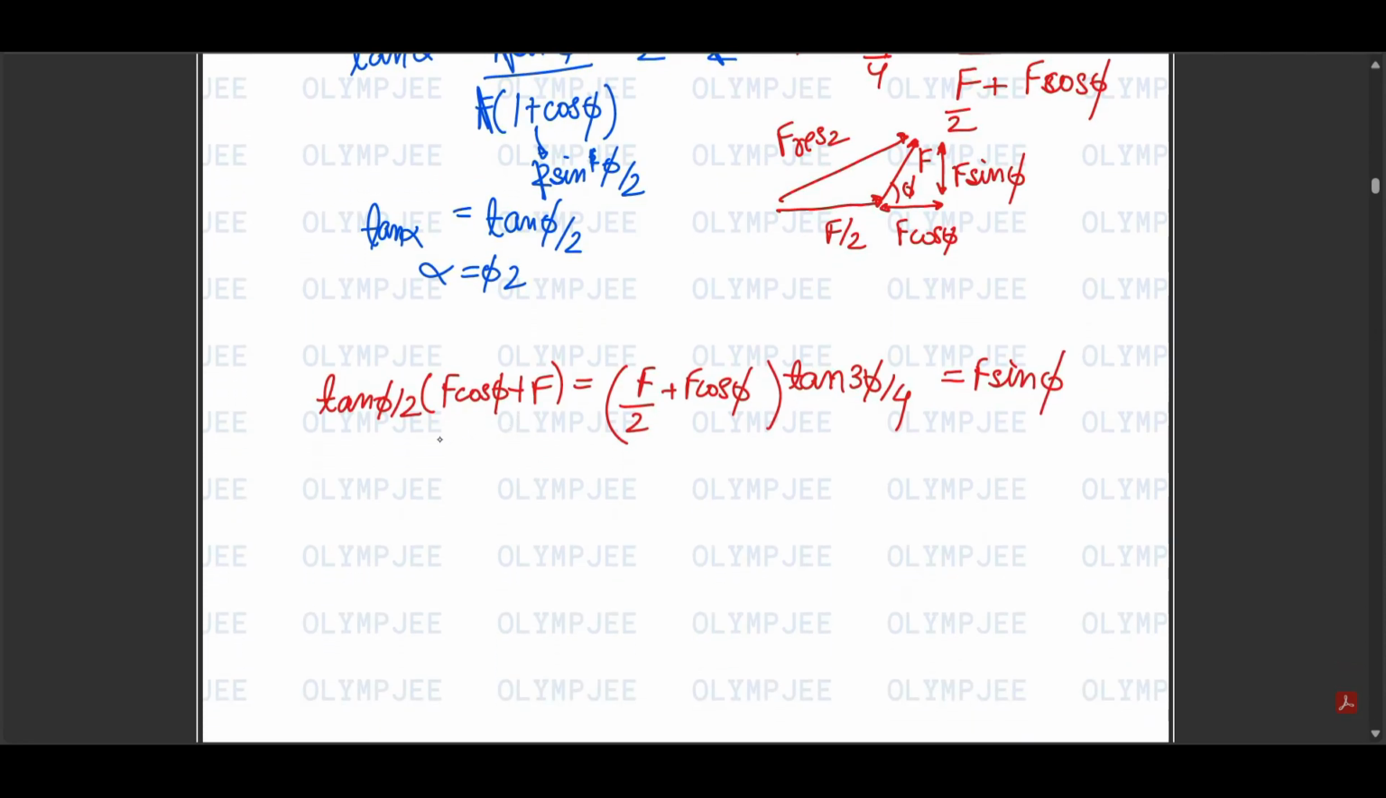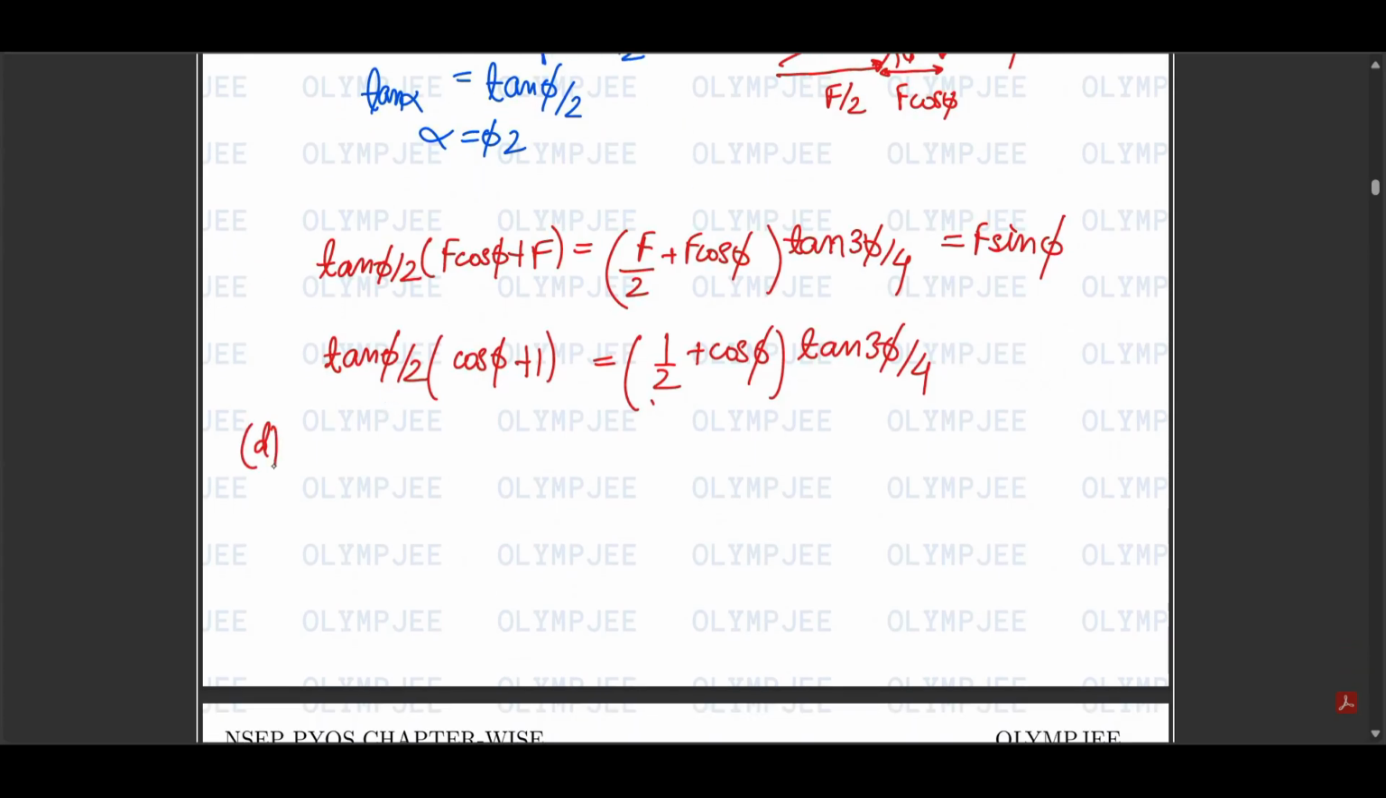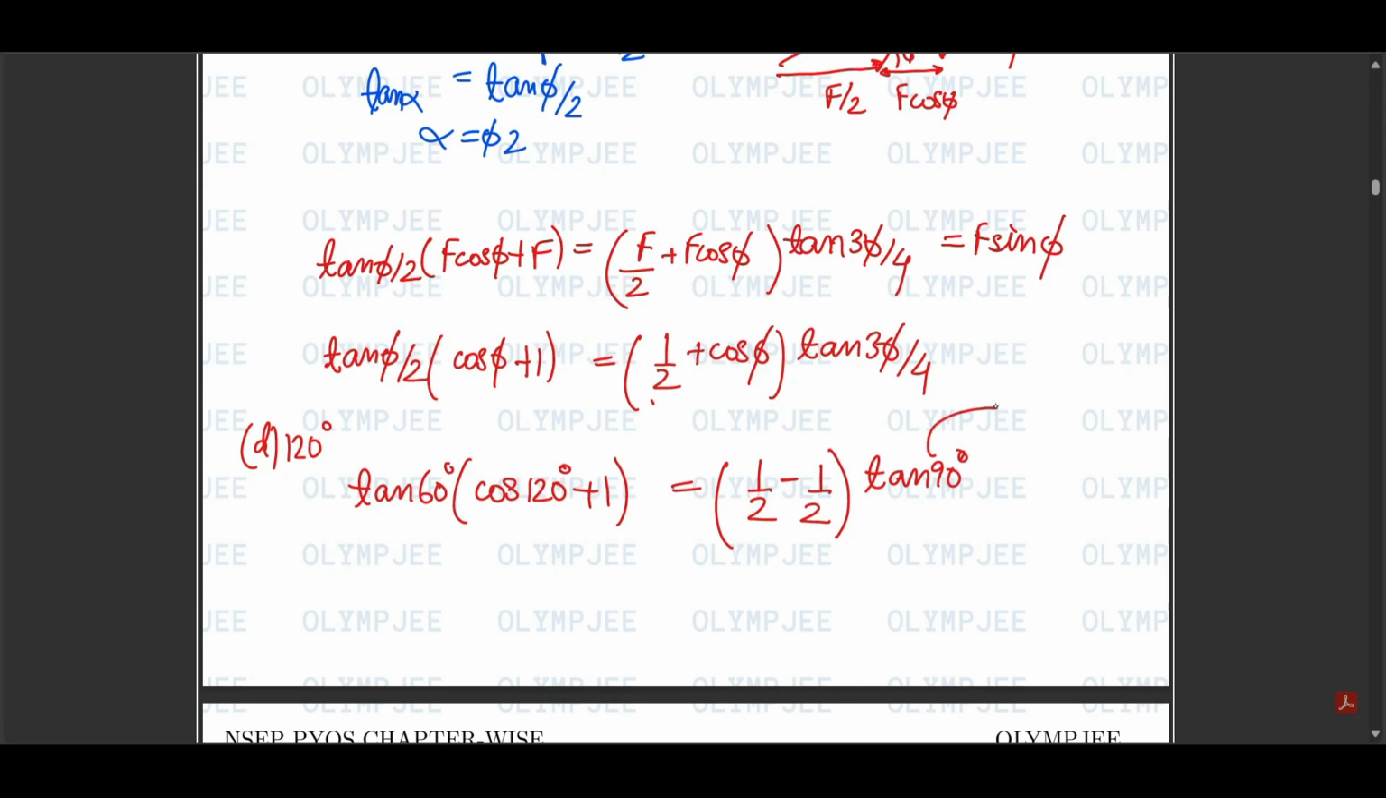So from here, if we focus on these two relations, we will get tan phi by 2 times cos phi plus 1 is equal to half plus cos phi times tan 3 phi by 4. Now this will match only for option D if you check one by one. If you put 120 degrees, then it will be tan 60 multiplied by cos 120 degrees plus 1. This will be half minus half, because cos 120 is minus half, and this will be tan of 90. Since this is infinity and this is 0, if you take this infinity in the denominator, then this LHS will also be equal to 0. So option D is correct.